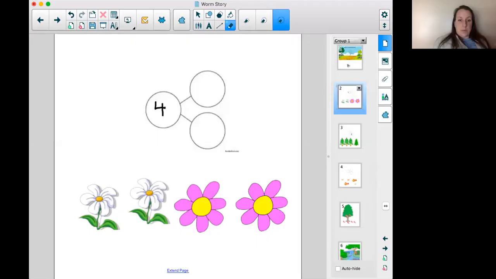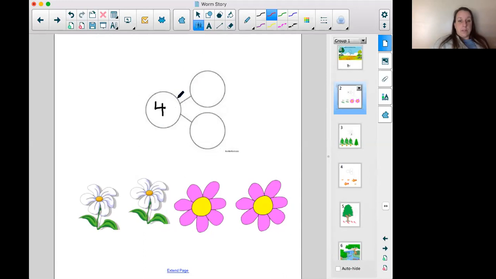Hi, so we're going to do a little bit of math right now. I'm going to share my screen so you can see what I'm doing. And we're going to continue our work with number bonds and sorting. And so here I have a number bond that is almost completely blank. All I have over here is a 4 in the hole.